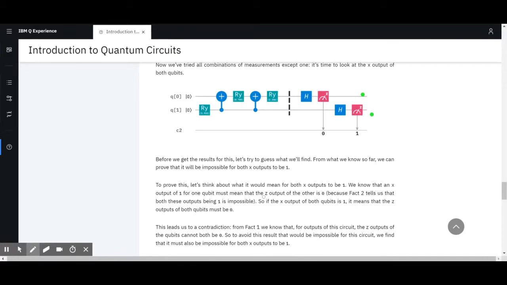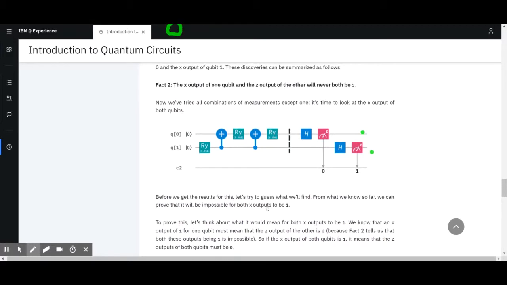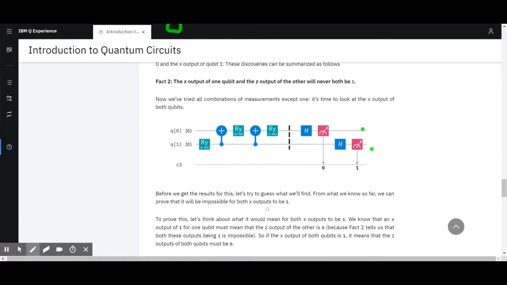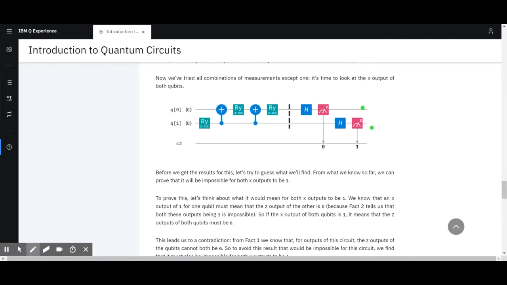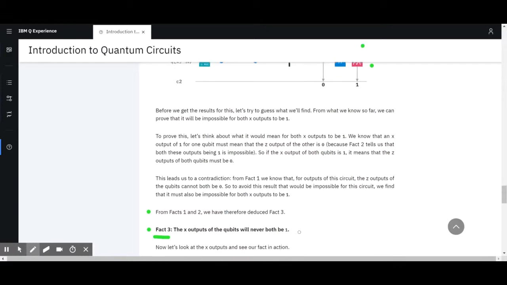To prove this, let's think about what it would mean for both X outputs to be 1. We know that an X output of 1 for one qubit must mean that the Z output of the other is 0, because fact 2 tells us that both these outputs being 1 is impossible. So if the X output of both qubits is 1, it means that the Z output of both qubits must be 0. So it leads us to a contradiction. That's a really, really neat way of showing that.